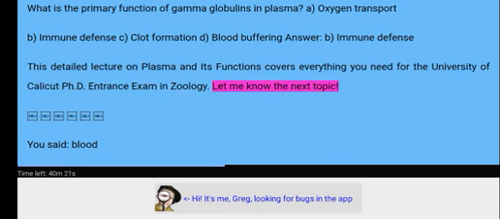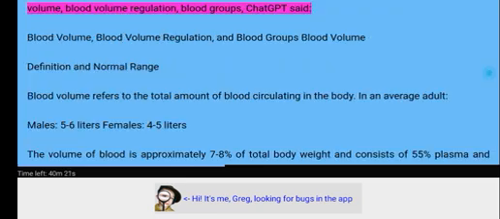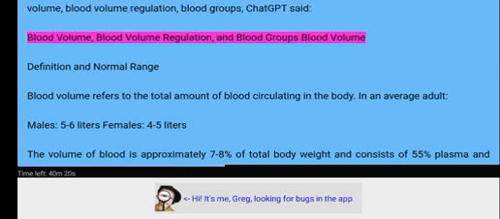Let me know the next topic. You said: blood volume, blood volume regulation, blood groups. ChatGPT said: Blood volume regulation and blood groups.